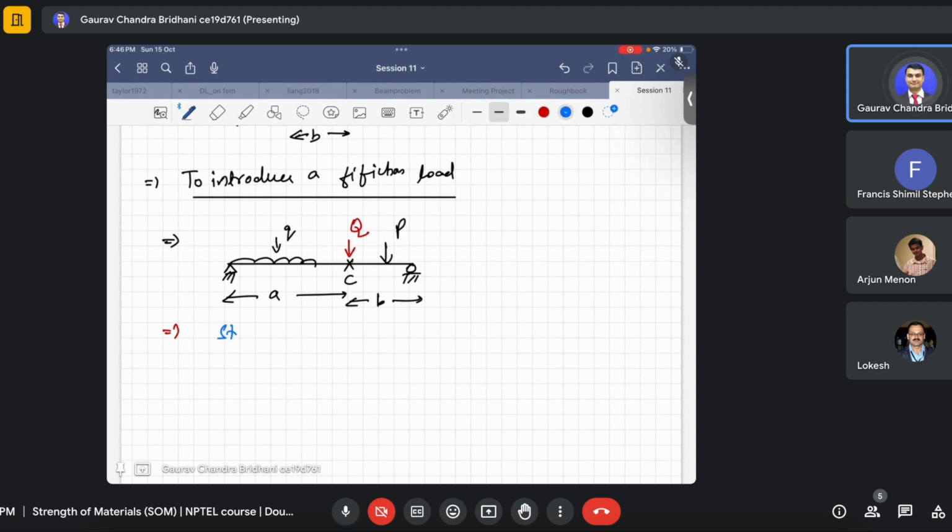Okay, I'll write the strain energy. So it will be U; basically U will be the strain energy. The strain energy due to bending, we know, is the integral from 0 to L of M squared dx upon 2EI. Okay, this is the strain energy due to bending.